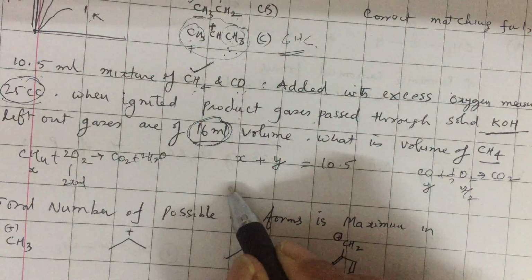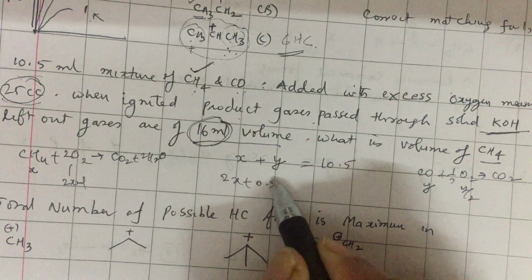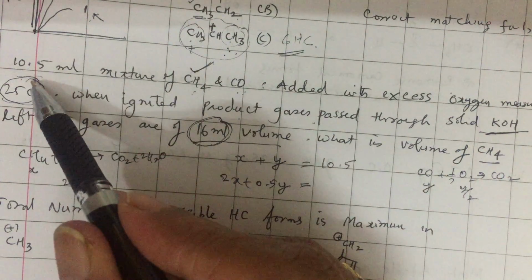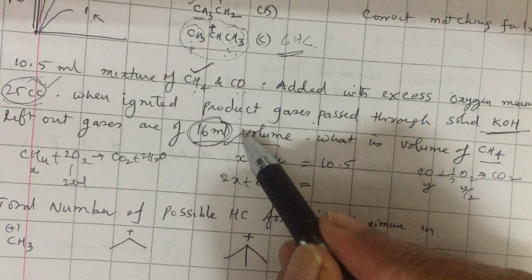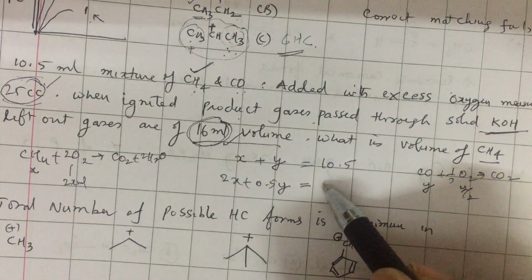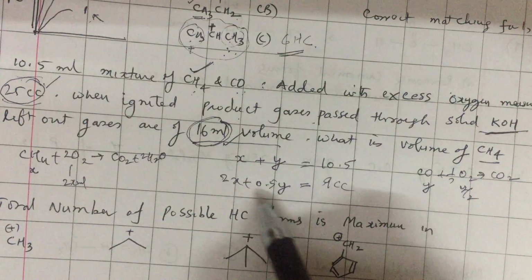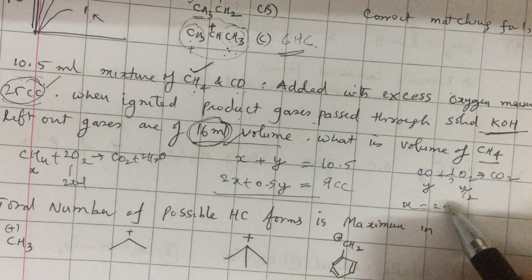Therefore, the total ml of oxygen consumed is 2X plus 0.5Y, which is equal to the starting volume of oxygen minus oxygen left out. 25 minus 16, that is equal to 9 cc. On solving, you can see that X is equal to 2.5.